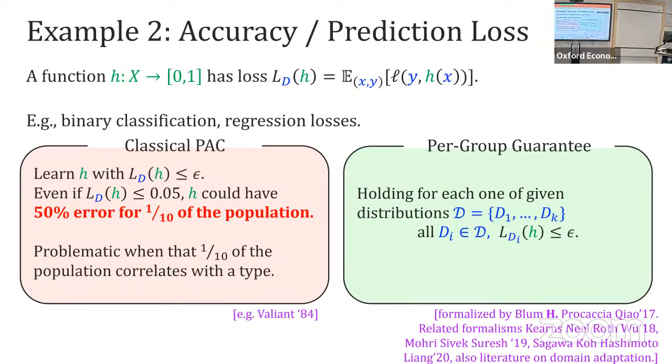If I think about multiple individuals within the same group as being more or less the same, in the sense that the group is representative of them, then this type of guarantee makes sure that we are not giving very high prediction loss to some groups and very low to other groups.